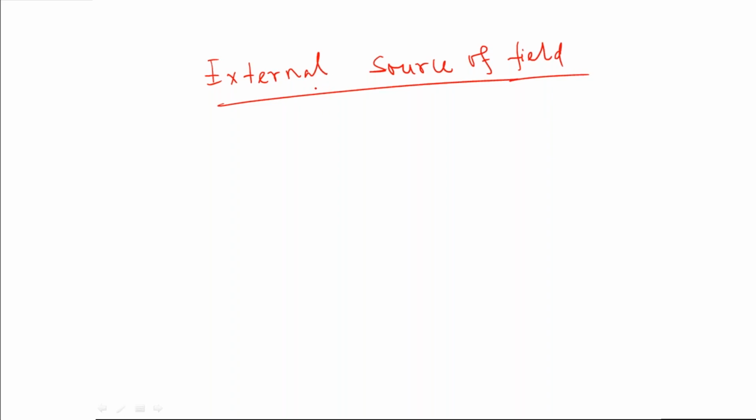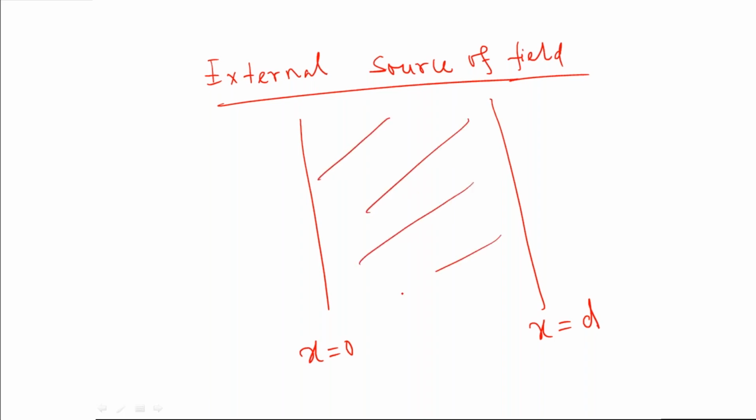Here is the problem. I have a region, suppose x is equal to 0 and this is x is equal to d along the x direction. In this region there is a varying potential, not constant, since the potential will vary with distance. There is a potential created by some external source, and we don't need to know what that source is.